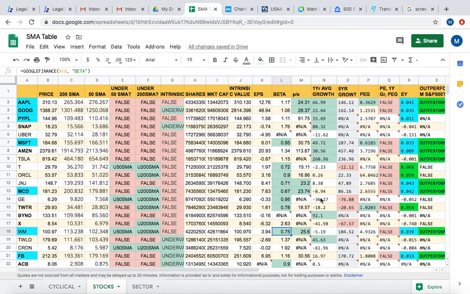All right. Hello, everyone. This is my video explanation of what I call my SMA table, but basically it's a stock screener supported by the Google Finance Excel sheets that you can use for free on Google Drive. So without any further ado, let's get into it.